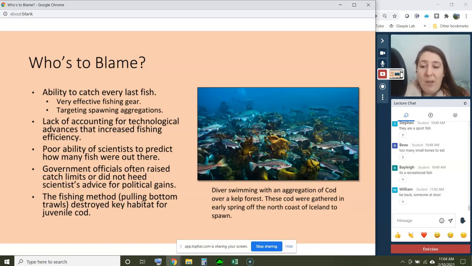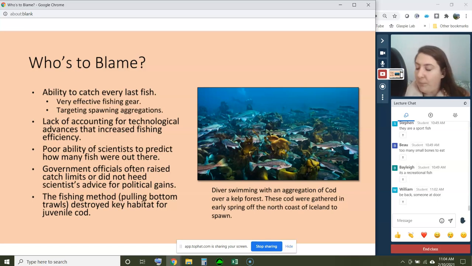Scientists had a poor ability to predict how many fish were out there. There wasn't enough effort or money spent trying to figure out how many fish there were. Government officials often raised catch limits or did not heed scientists' advice anyways. Even if scientists were giving advice, it was ignored for political gains. So this is a highly political fishery.